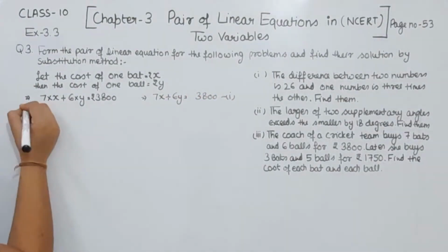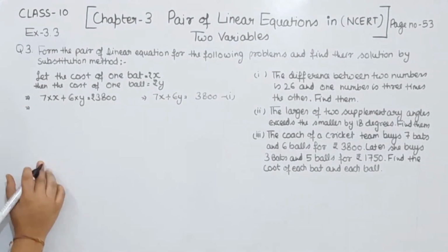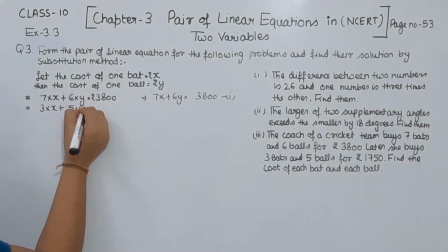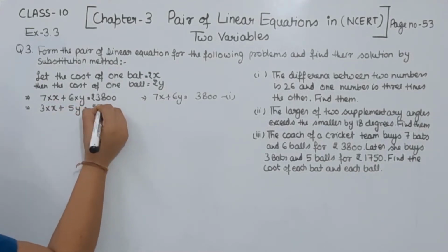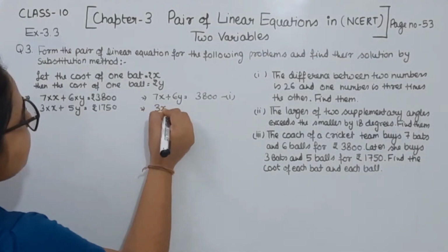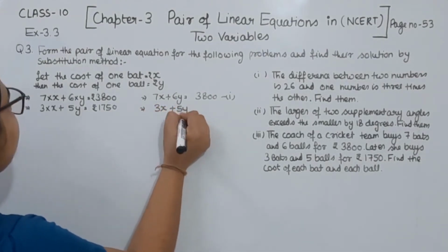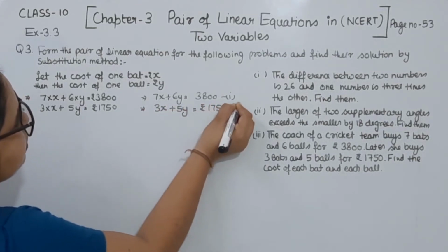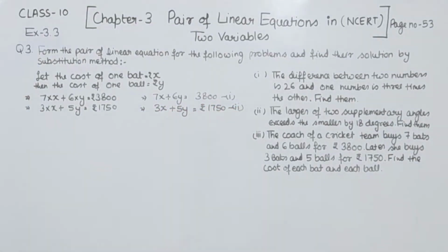Now comes the second one. Later she buys 3 bats and 5 balls. This is equal to rupees 1,750. So the second equation is 3x plus 5y equal to rupees 1,750. This is equation number 2.